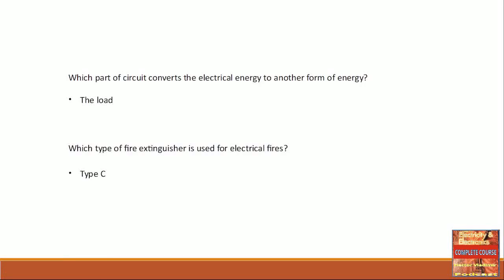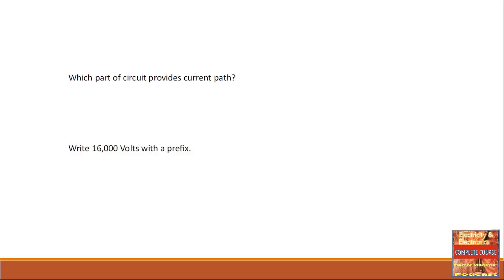Which type of fire extinguisher is used for electrical fires? That would be type C fire extinguishers. Which part of the circuit provides the current path? That would be the conductor. Write 16,000 volts with a prefix. That would be 16 kV, lowercase k and capital V.